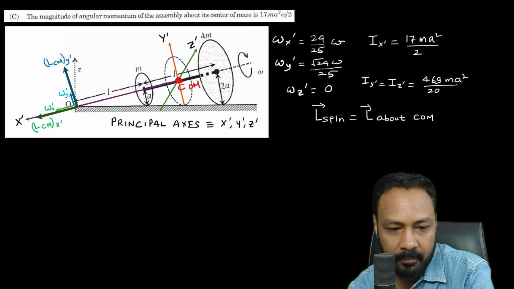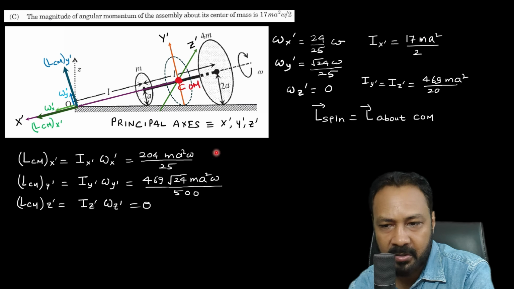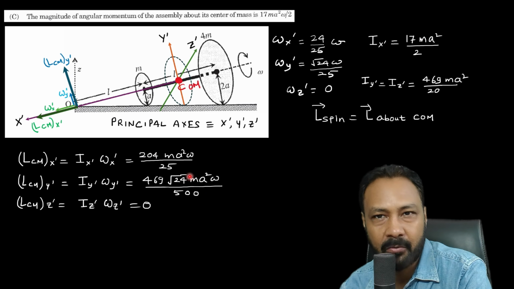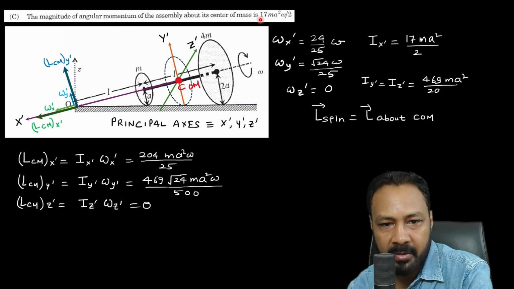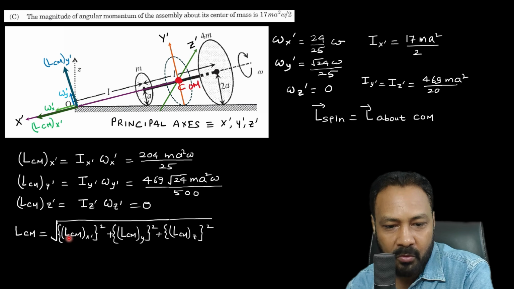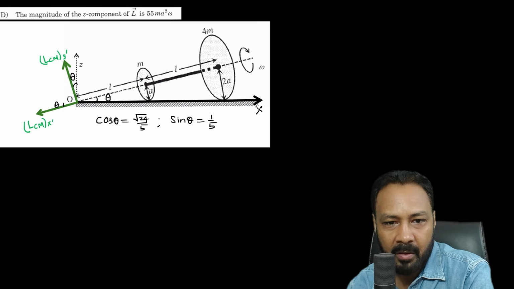Alright, so L CM x dash is I x dash omega x dash, as I explained. L CM y dash is I y dash omega y dash. L CM z dash is I z dash omega z dash. And just put in the values; a more cumbersome answer will come, but it will come. So we've got this L CM, and now the magnitude of this angular momentum would be the square root of L CM x dash whole square plus L CM y dash whole square plus L CM z dash whole square. If I square, then add, and then take the square root, finally I will get something like 9.36 m a square omega. So again this option is also not correct.